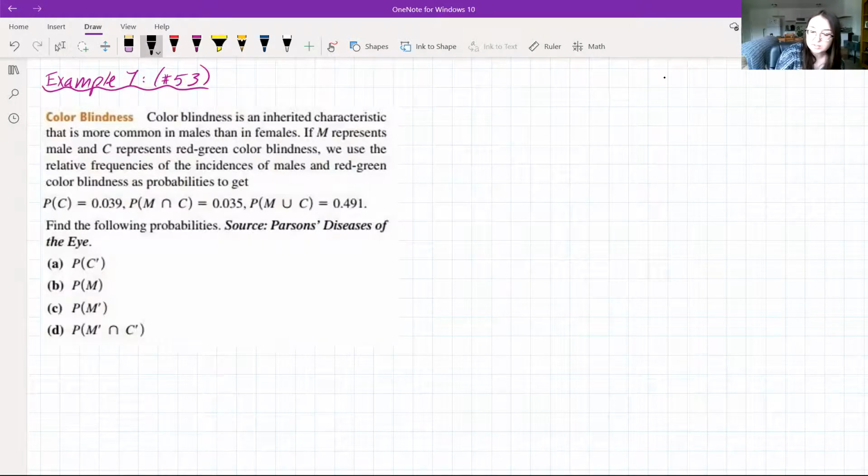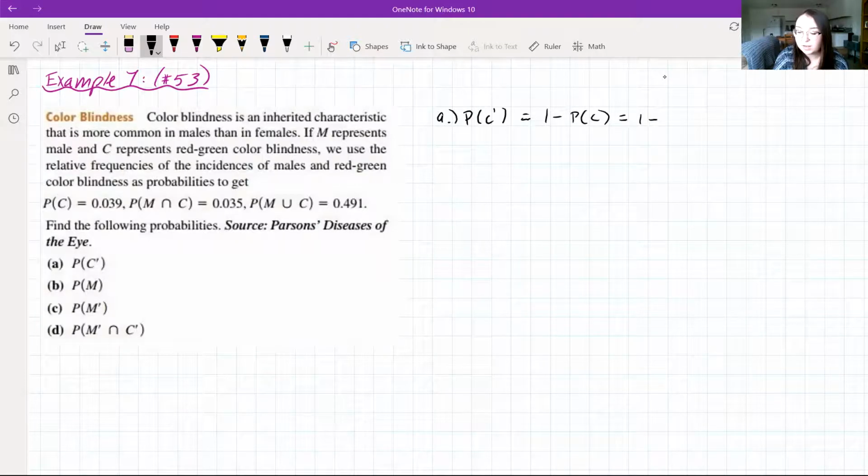So starting with A, we have the probability of C complement. Now, we have the probability of C, so we can find the probability of C complement, since we know that we can find it by subtracting the probability of C from 1. And this is the same thing as saying 1 minus 0.039. This gives us 0.961. So the probability of C complement, or basically the probability of not having red-green color blindness, is 0.961.